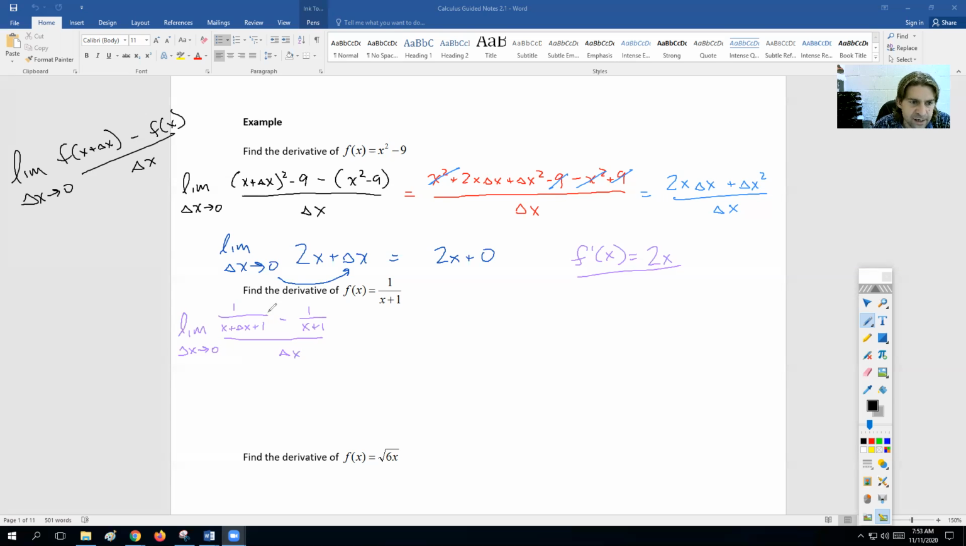All right, so when we have fractions, we got to get a common denominator. So I need to multiply this one by x plus 1 on the top and on the bottom. And this one I need to multiply by x plus delta x plus 1. Okay, so let's see. Now the common denominators would combine, and it'd be an x plus 1 times x plus delta x plus 1. We'd have an x plus 1 on the left side here, and then on the right side we have to distribute the negative, minus x minus delta x minus 1.